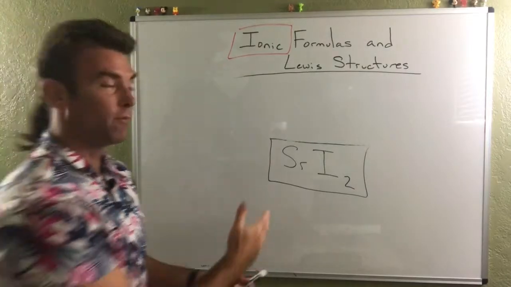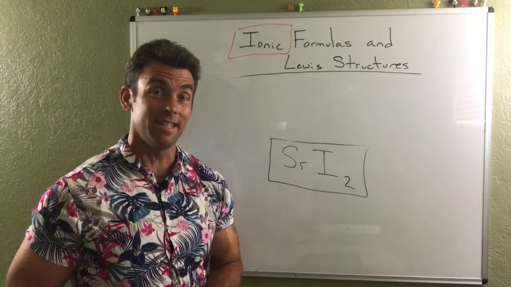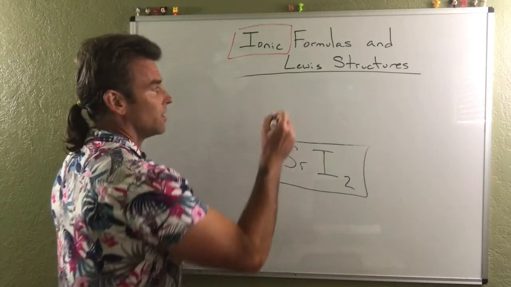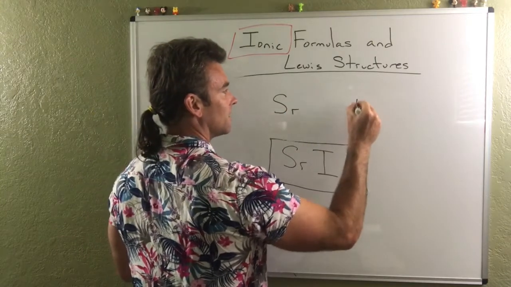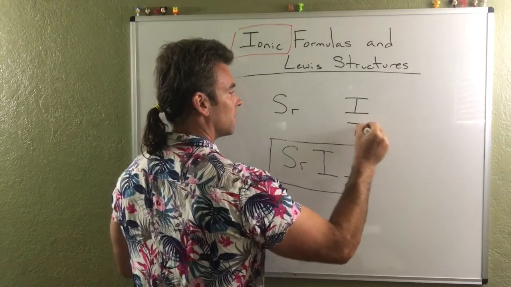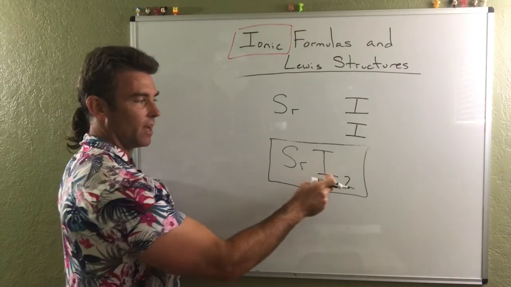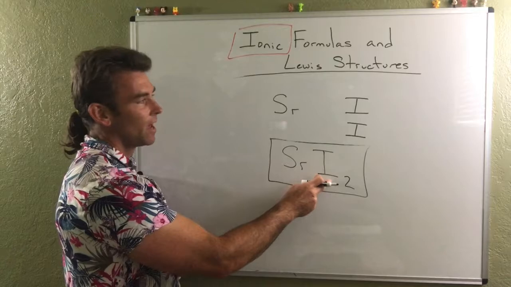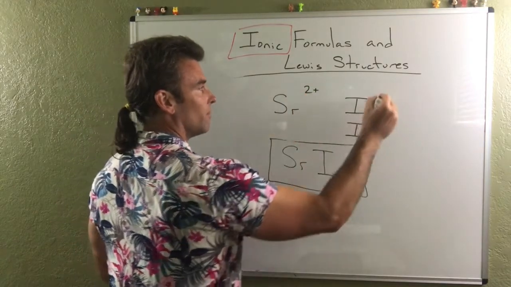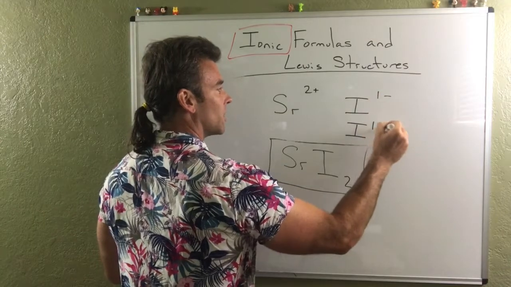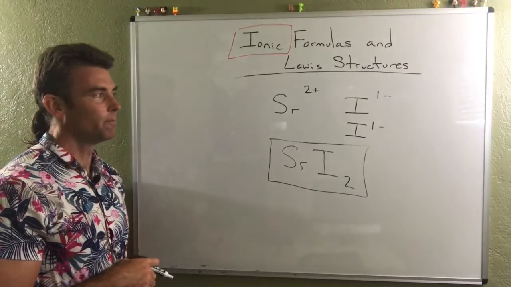Once you have the formula, the Lewis structure of an ionic compound is actually really, really easy. What you do is you draw each individual element. The formula tells me that I need 1 strontium and 2 iodines. And we're going to put the charge in, just like was listed off before, but I'm going to list off the charge on each individual element there.